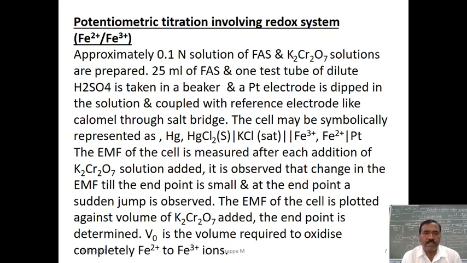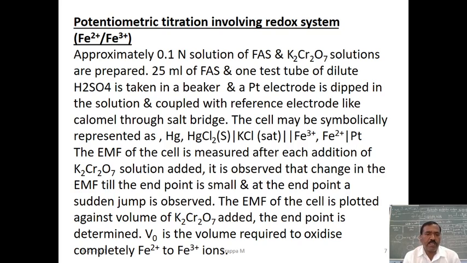Now we'll study a simple potentiometric titration involving a redox system, that is, the ferrous ferric system. Approximately 0.1 normal solutions of both FAS and K2Cr2O7, that is ferrous ammonium sulfate and potassium dichromate, are prepared. 25 ml of ferrous ammonium sulfate and 1 test tube of dilute H2SO4 are taken in a beaker. A platinum electrode is dipped in the solution and coupled with a reference electrode like calomel through a salt bridge. Now it forms a cell.